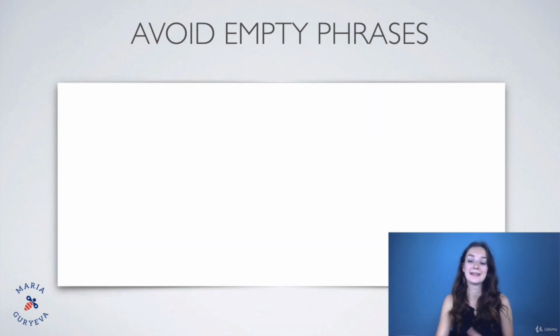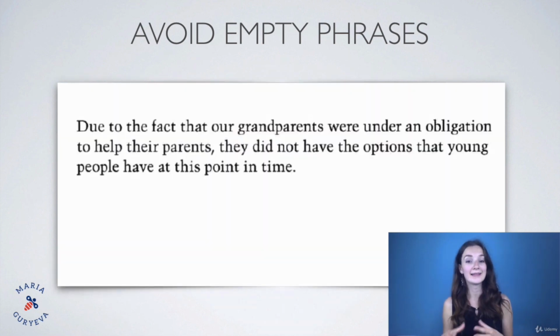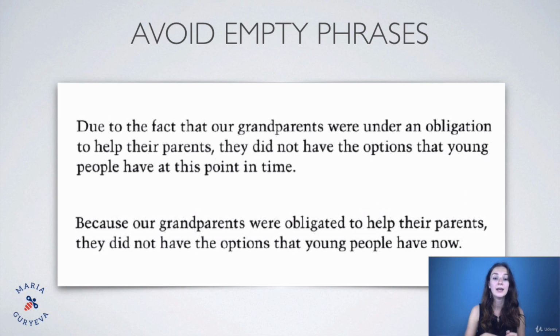Let's have a look at another example. Due to the fact that our grandparents were under an obligation to help their parents, they did not have the options that young people have at this point in time. So here, we also can cross out some of the empty phrases. Let's have a look. Because our grandparents were obligated to help their parents, they did not have the options that young people have now. So you see that this version of the sentence is much shorter. It actually saved us pretty much a line.